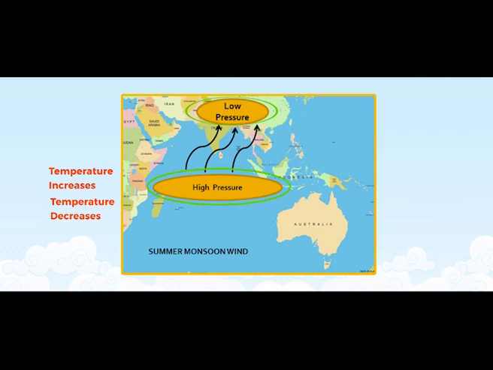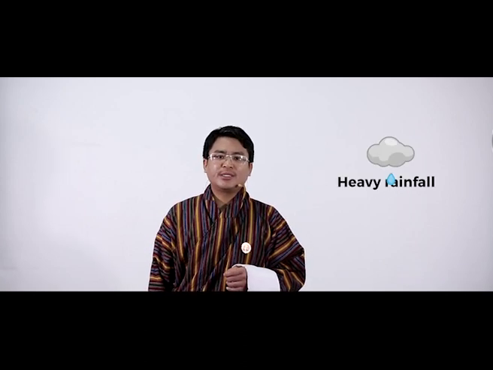And we know that wind blows from high pressure to low pressure. So now wind blows from the Indian Ocean and Bay of Bengal towards Central Asia. So we say that this wind, which is blowing from southwest to northeast, will be moist in nature because it is blowing from ocean area to land area. Because it is moist in nature, it brings heavy rainfall to Bhutan. So that's why during summer we experience heavy rainfall.